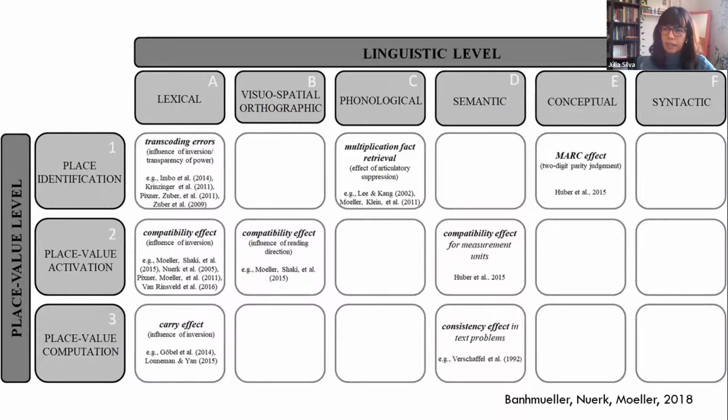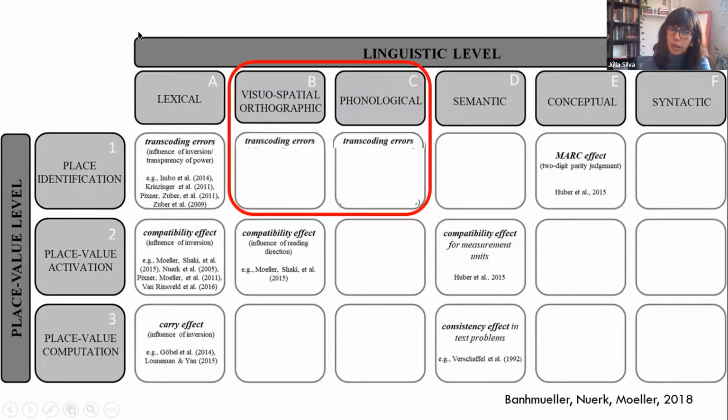And what I think is interesting, when I saw the presentation of the colleagues, it reminded me of Julia's taxonomy of the linguistic influences in place value. When they published that paper in 2018, she focused on the fact that many transcoding papers were assessing the lexical influences, so the influence of inversion words, for example, in number writing.